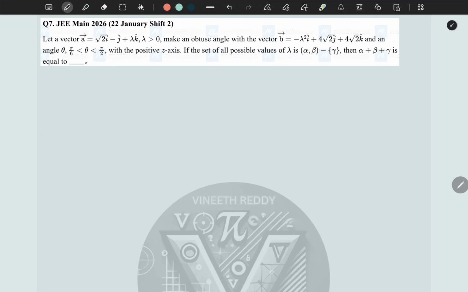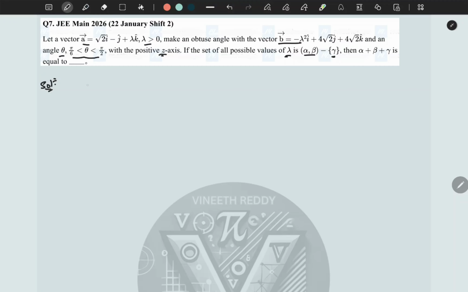So the first question says, let a vector A such that lambda is greater than 0 makes an obtuse angle with a vector B, and an angle theta, where theta lies between 30 and 90 degrees, with the positive z axis. If the set of all possible values of lambda is alpha comma beta except gamma, then alpha plus beta plus gamma is equal to what? I think this is a fairly simple question.